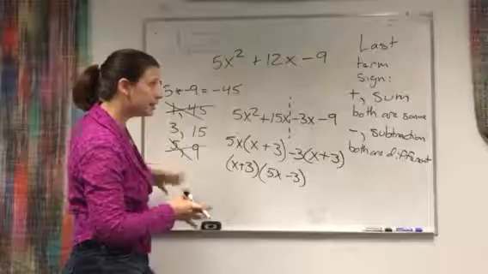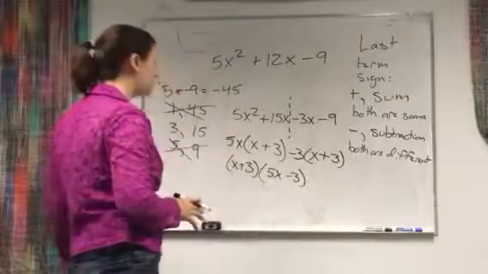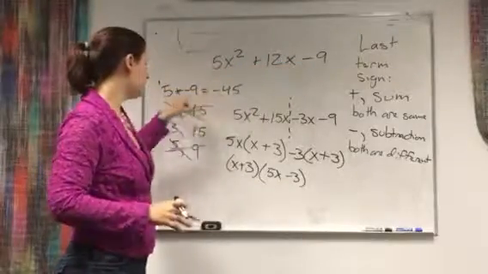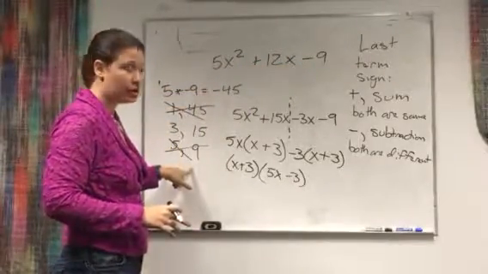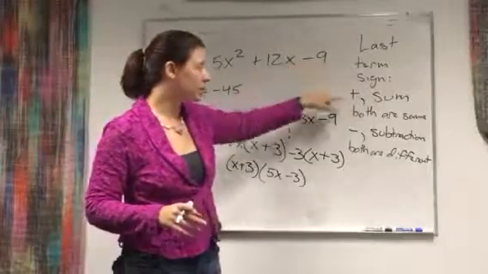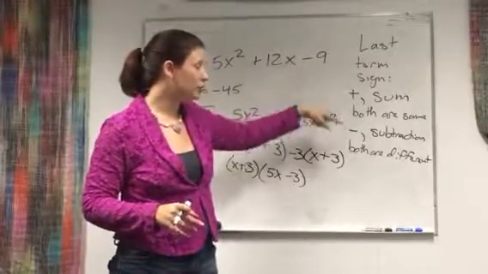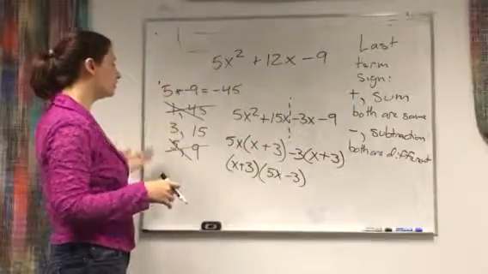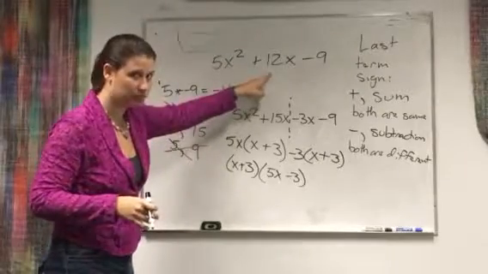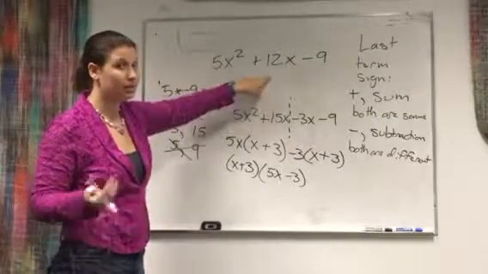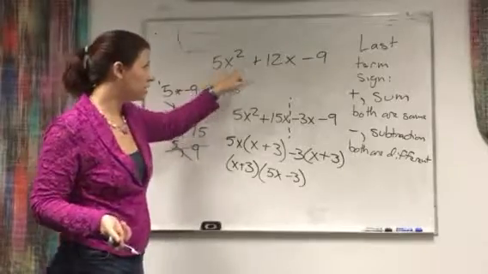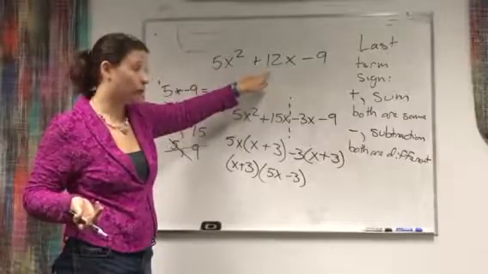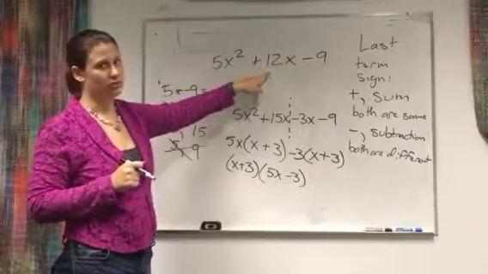Okay, that is the AC method, all right? So we multiply A and C to get this. We list its factors. We think about, is it a plus or minus? So if we want to look for a sum, or if we want to look for a difference or subtraction, right? It was negative, so we looked for subtraction to get the middle term. It's all about getting that middle term. That's the hardest part. We can get 5x squared and negative 9, no big deal. But having a combination of them to get 12x, that's what makes it difficult, okay?